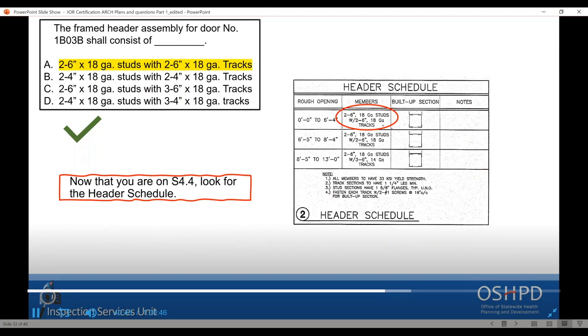Once you are on the S4.4, you have the header schedule. Remember the 3 feet 8 inches of opening, which gives you the first opportunity on the rough opening that goes from 0 to 6 feet 4 inches. That is the answer. Usually it is very common to see this information in the architectural drawings, but in this case it's on the structural. So please continue to be flexible. Don't be stubborn. I know that there is panic during the exam, but be flexible. Read the details where there are the call-outs.